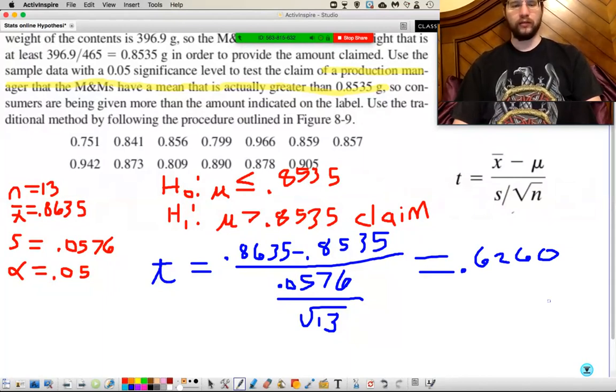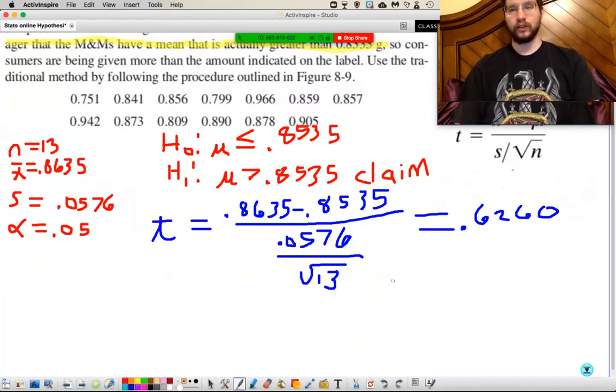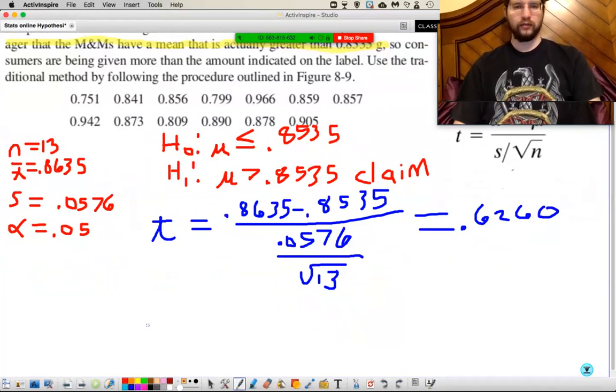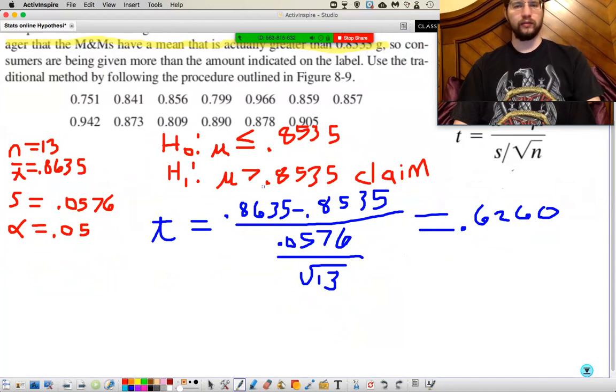TI users, I'll do the whole thing on the TI in a minute. Right now, I'm going to get the critical values, again, using the chart. The Casio doesn't have any way of doing it on the calculator, and you had to write that program for the TI, if you have a TI. So let's do the curve sketch.